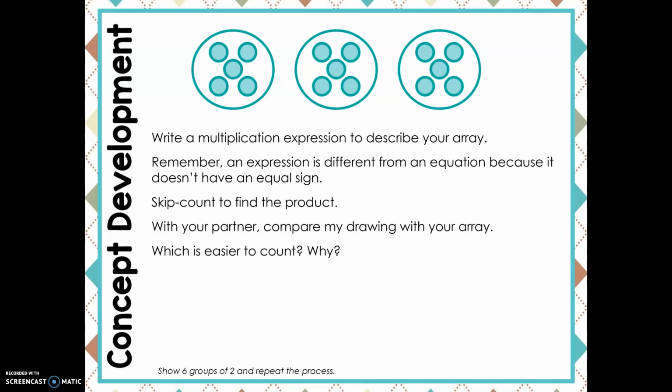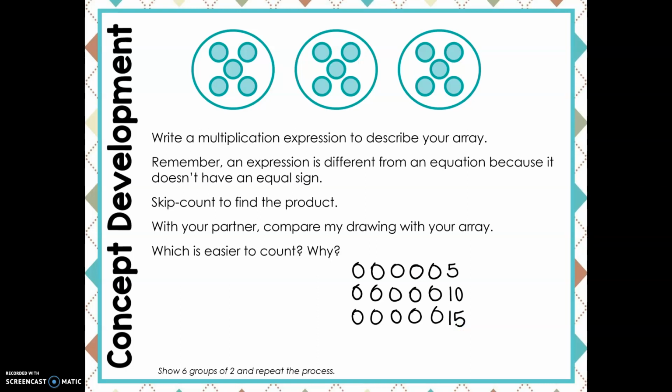If we had to write a multiplication expression to describe our array, let's think about how we'd do that. Let me redraw my array really quickly. 1 row of 5, 2 rows of 5, 3 rows of 5. I could skip count by the number in each row, which was 5. I know I have 5 here in this first row. If I counted by 5s, then I'd have 10, then I'd have 15.